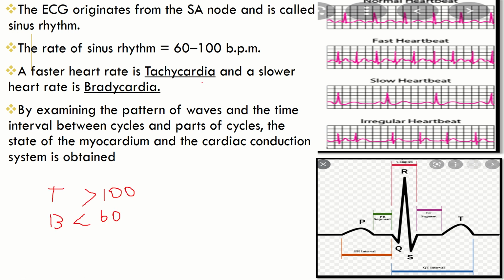So I forgot to mention the value. If it is more than 100, we call this tachycardia, and if it is less than 60, we call it bradycardia. Okay, so this is the thing.